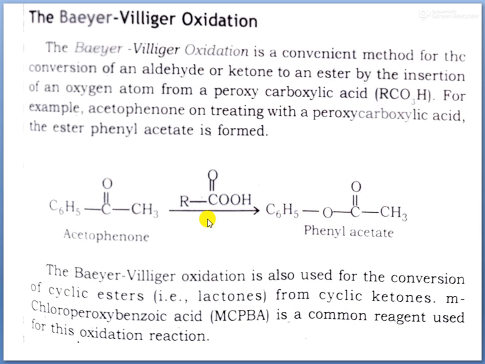So in Baeyer-Villiger oxidation, we use a peroxycarboxylic acid for the conversion of an aldehyde or a ketone to an ester. This conversion occurs by the insertion of an oxygen atom from the peroxycarboxylic acid. It is also used for the conversion of cyclic ketones to cyclic esters, that is lactones. Here this is not a cyclic ester. If the compound is in a cyclic shape, we call it a lactone. And we can see a few examples here.